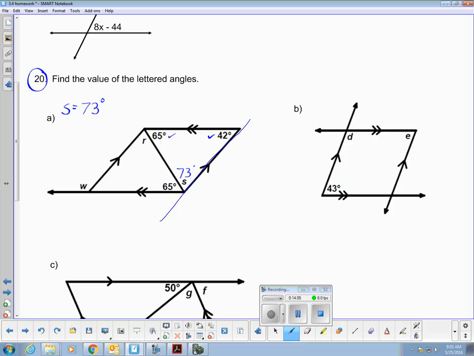Because I have a pair of parallel lines cut by a transversal, if I know the measure of angle S is 73 degrees, and angle R is alternate interior to angle S, then angle R is also 73 degrees.